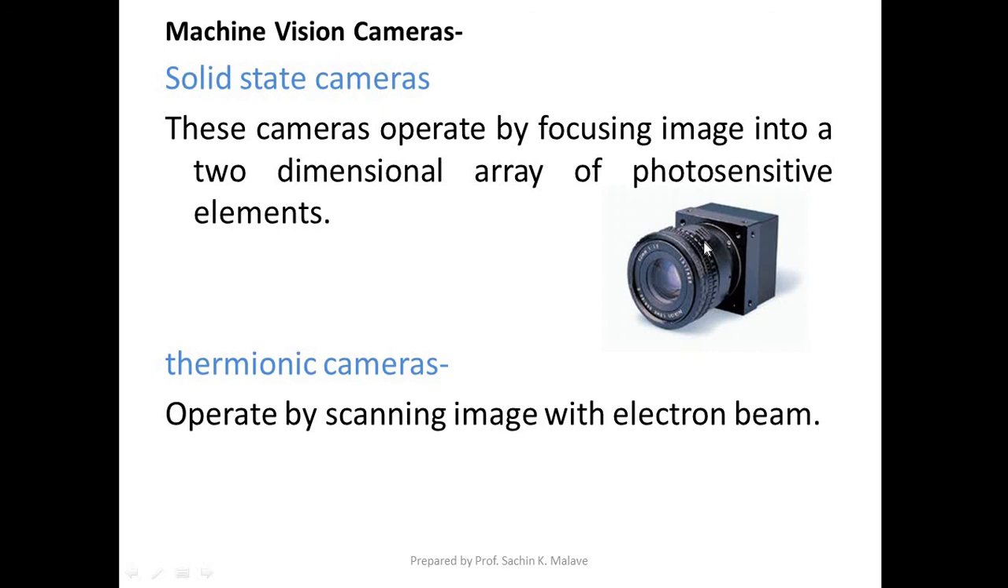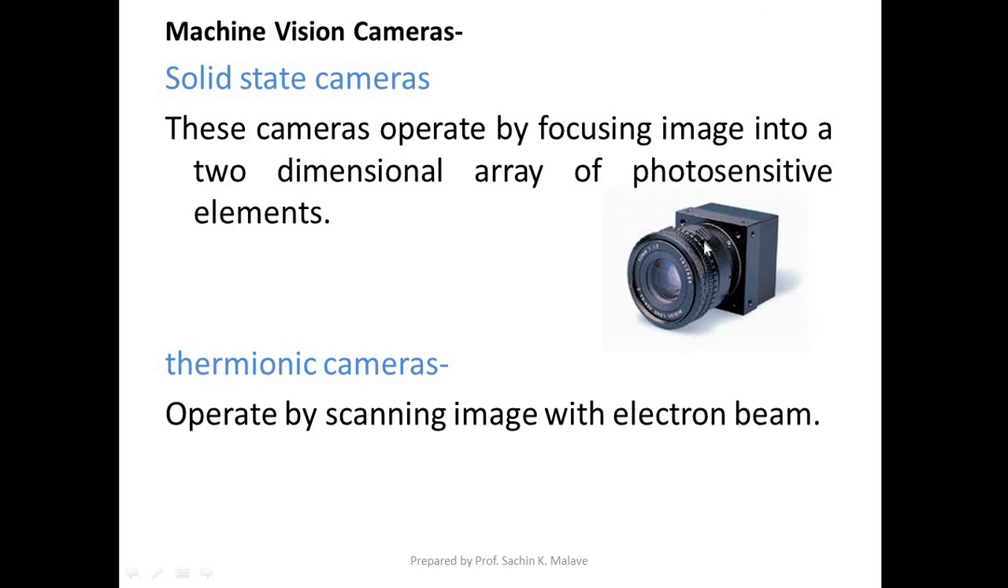So these are the basic three parts of the machine vision system. As I told you, capturing the image is a very important part of the machine vision system, so the cameras used must be of good quality. Basically, two types of cameras are used: solid state cameras and thermionic cameras.